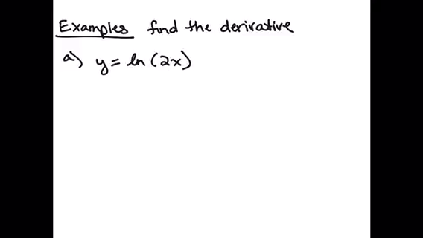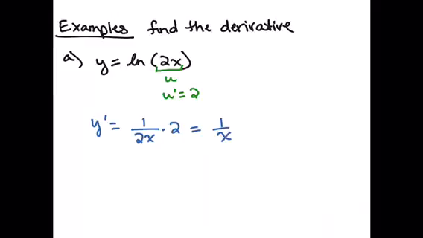So let's do some examples. We want to find the derivative of y equals the natural log of 2x. So in this case, our inner function, or our u, is 2x, and its derivative would be 2. Then the derivative of my function is going to be 1 over whatever the argument of the log is. So 1 over u would be 1 over 2x in this case, times its derivative, which would be 2, which simplifies to give me just 1 over x, which happens to be the same thing as the derivative of natural log of x.